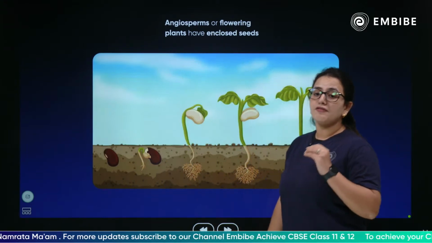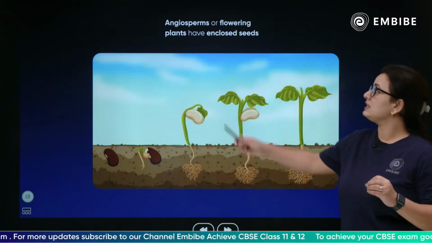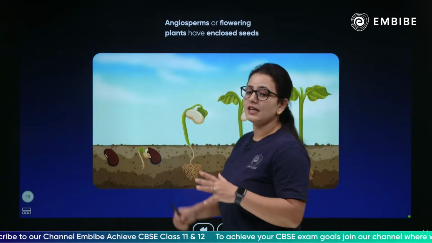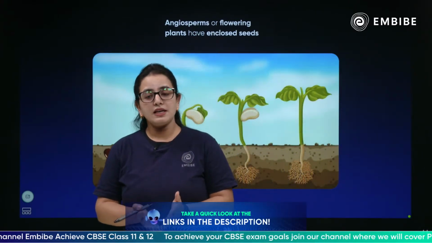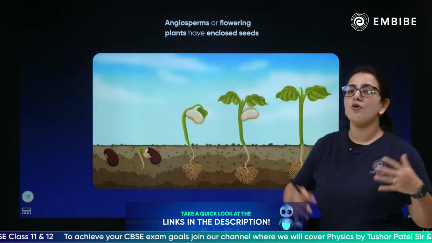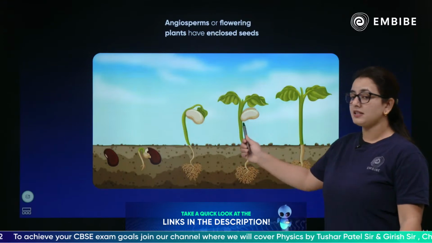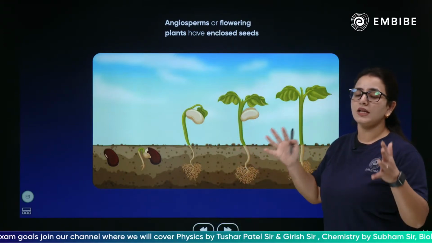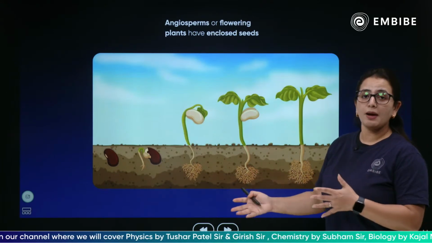Angiosperms, or flowering plants, have enclosed seeds. They are totally known for having enclosed seeds. Seeds are covered in the ovary. This is the most unique feature of the angiosperms. There are other unique features too, but this is the most important one, and that is why they are called the most advanced family.